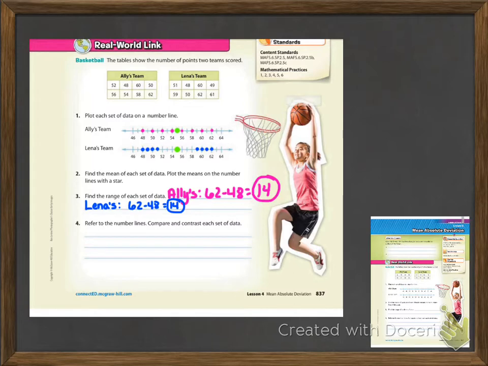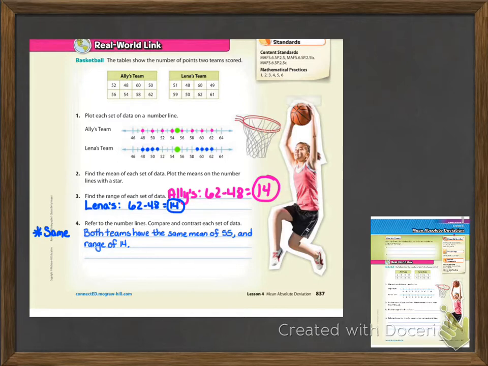So now number 4 asks us to refer to the number lines and then compare and contrast each set of data. So one thing I want you guys to remember is start with telling me what's the same. So look at the two number lines. You're going to notice that first of all, they both have the same mean, and if you look at question number 3, they have the same range. So when you're comparing and contrasting, start with telling me what's the same between the two teams. So you would simply say both teams have the same mean of 55 and range of 14. So be sure to put in your explanation what the mean and the range were.